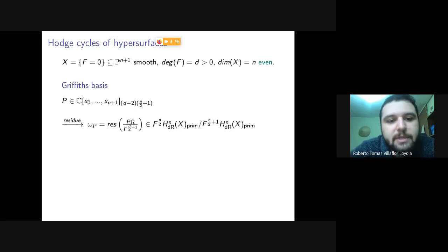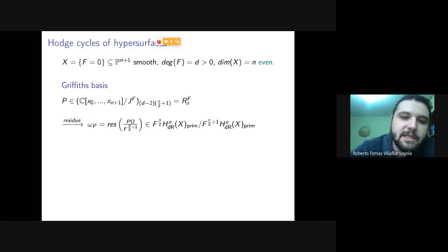And furthermore, when we look at the image in the quotient by the next step of the filtration, this is isomorphic to the primitive elements of the middle part of the Hodge decomposition. The kernel of this map is the Jacobian ideal, the ideal generated by the partial derivatives of f, right? And so we obtain an isomorphism between the degree sigma part of the Jacobian ring and the primitive part of the middle part of the Hodge decomposition of X. Well, so this is Griffiths basis.